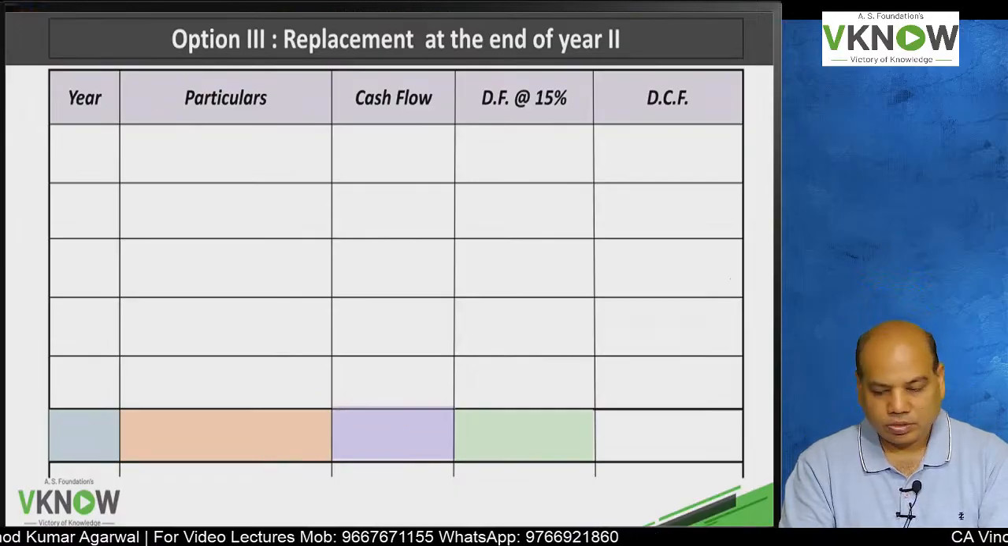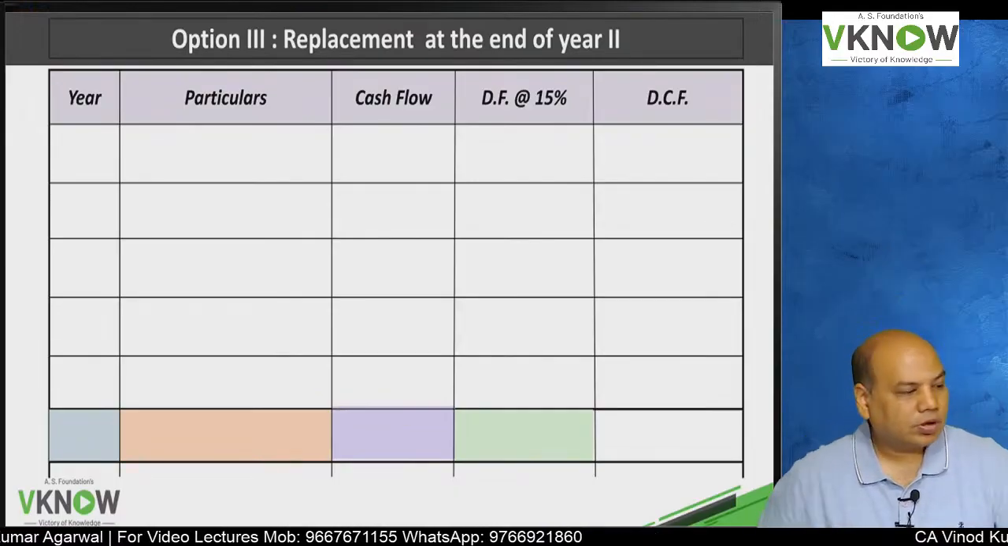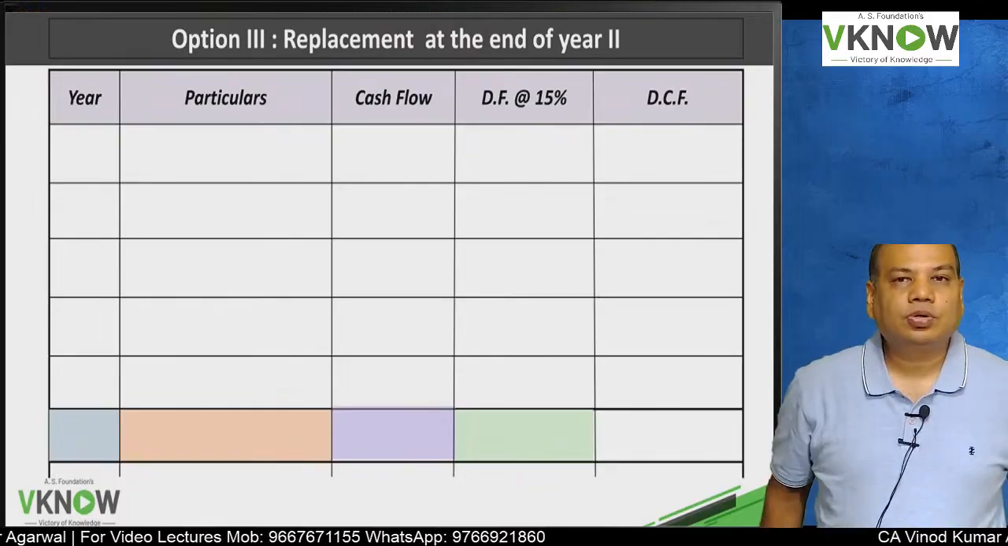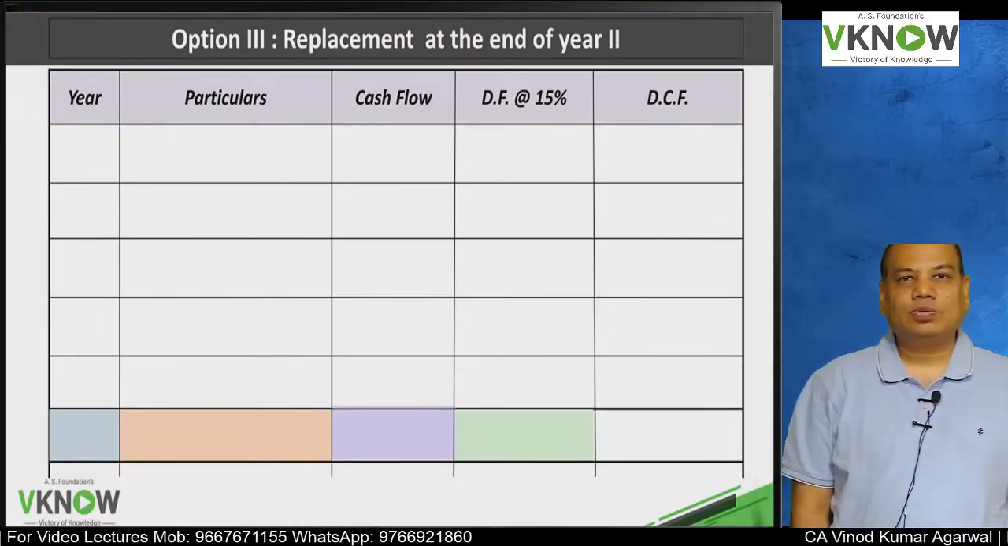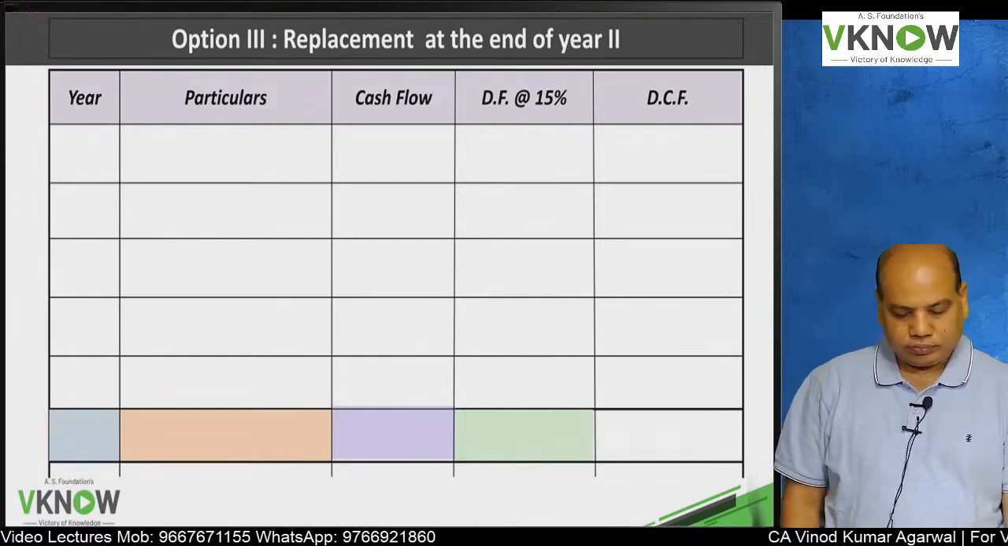Format is the same. Refer to your question. Only write cash flow from the old asset.